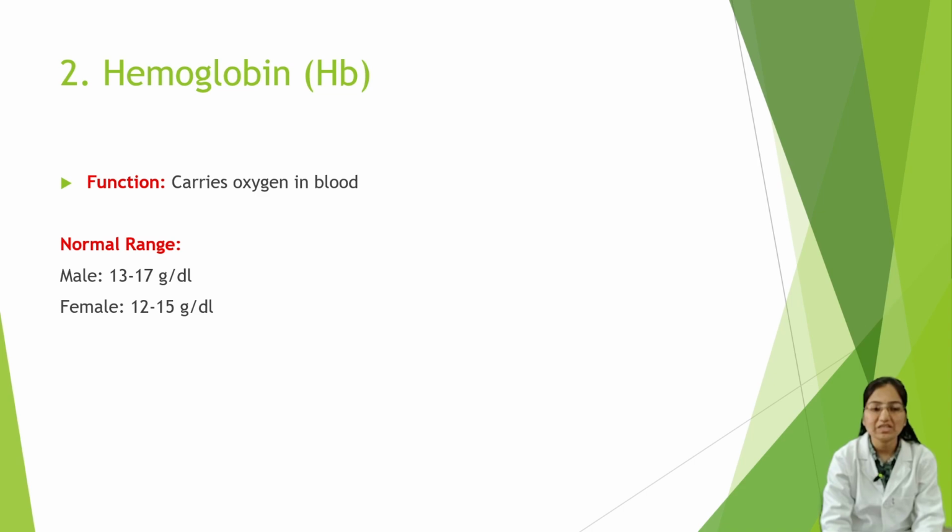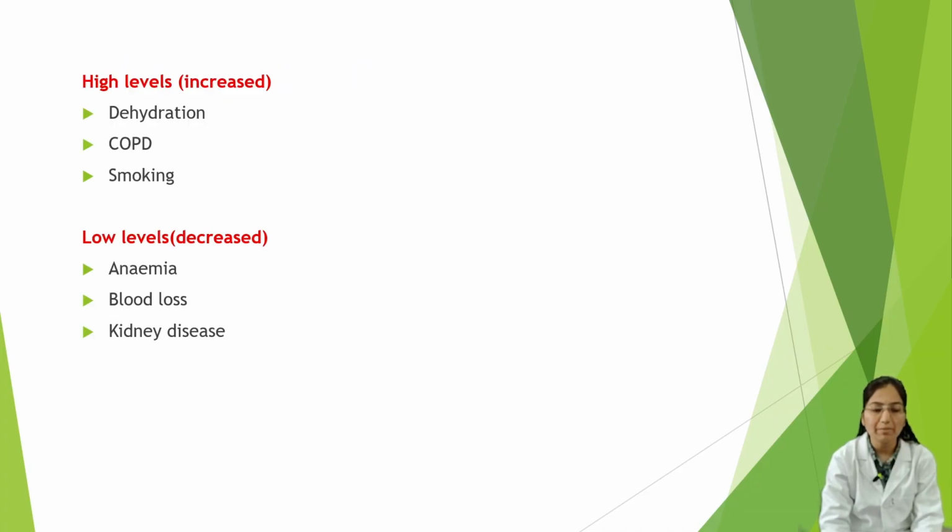We'll move to the next test, that is HB, hemoglobin. The function of HB is to carry oxygen in the blood. Here we can see the normal range: male 13 to 17 gram per dl, and female 12 to 15 gram per dl.